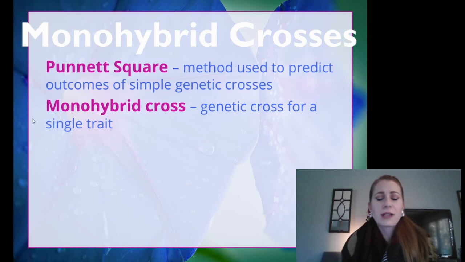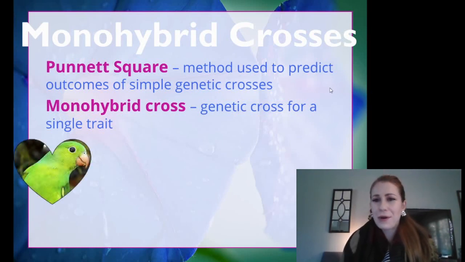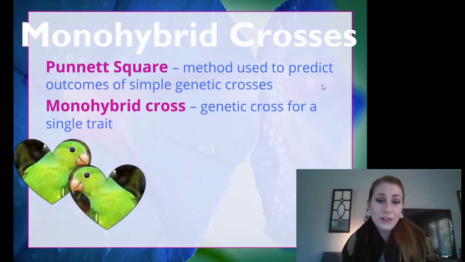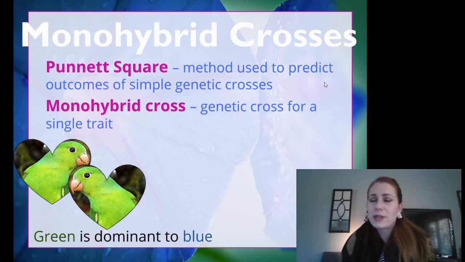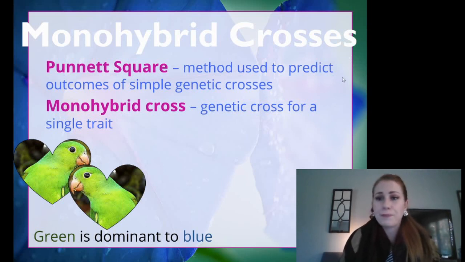A monohybrid cross, like we said, that's for a single trait. We will get into dihybrid crosses later, and that's a cross for 2 traits. And I'll show you some shortcuts for those as well. So we're going to go with our example here. We've got 2 little birds. They both have green feathers, and green feathers are dominant to blue feathers. So we're going to see what they possibly could have for their offspring, what color feathers their babies could have if they mated. We're going to say that they are both heterozygous for feathers.